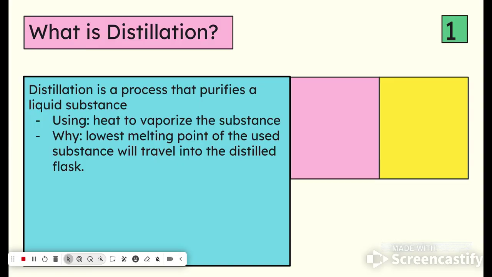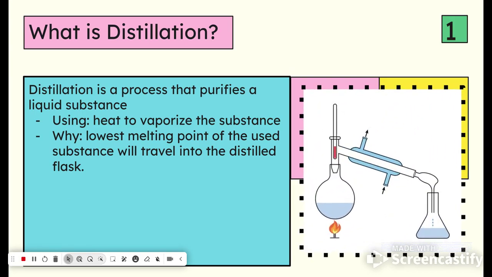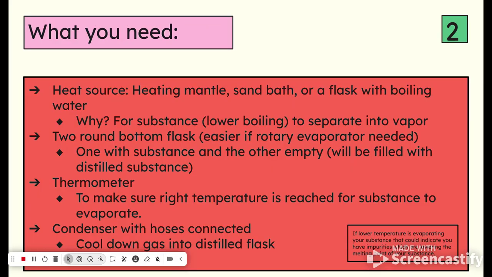So, what is distillation? Distillation is a process that purifies a liquid substance. By using heat to vaporize the substance, you are able to use the lowest melting point for it to travel into the distilled flask, which should be the one that is initially empty. And on our right, we have a picture of what it should look like. The condenser with the hoses, your thermostat, which we'll talk about in the next slide.